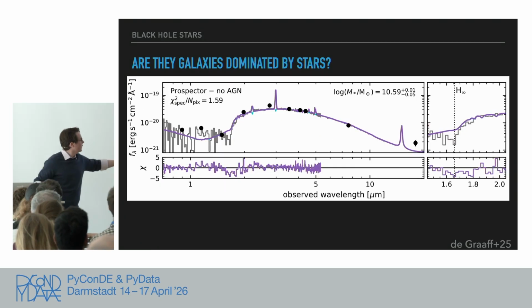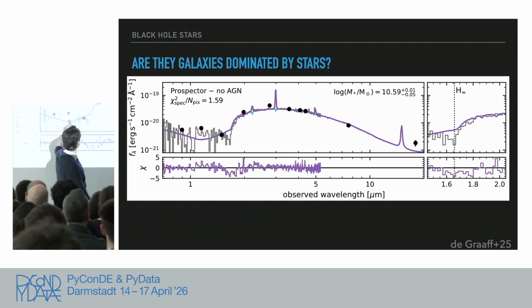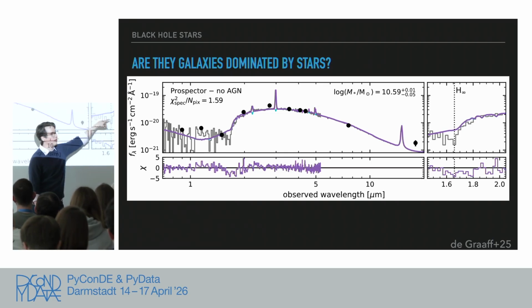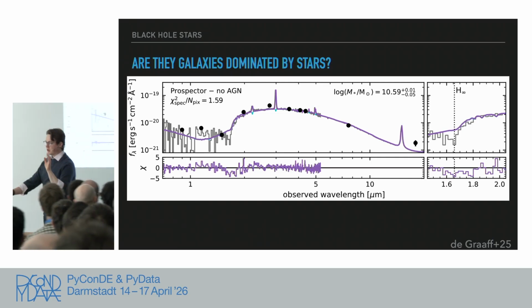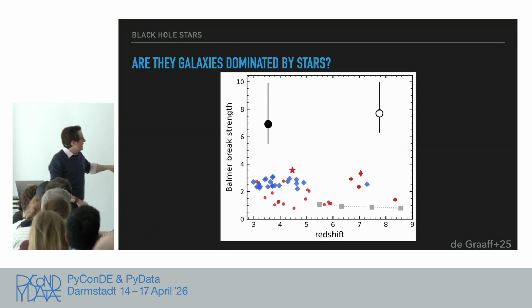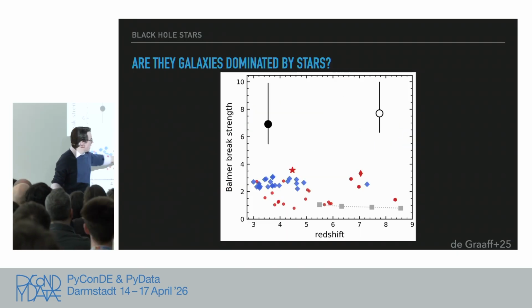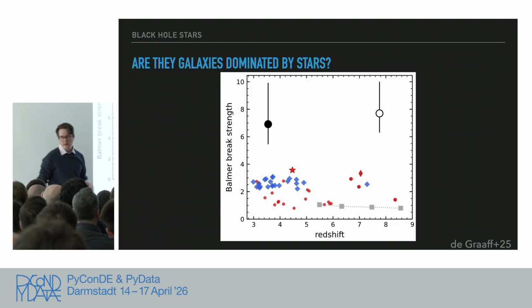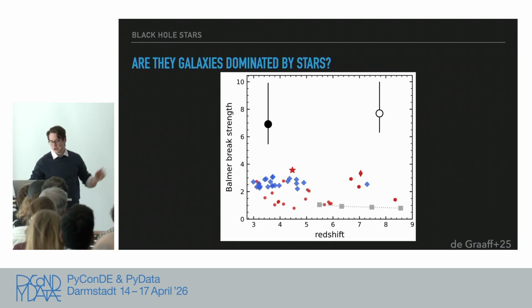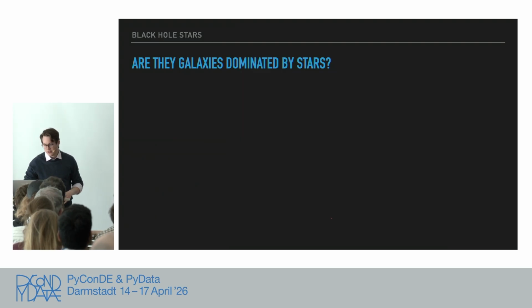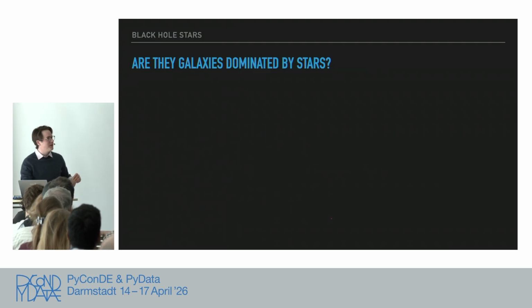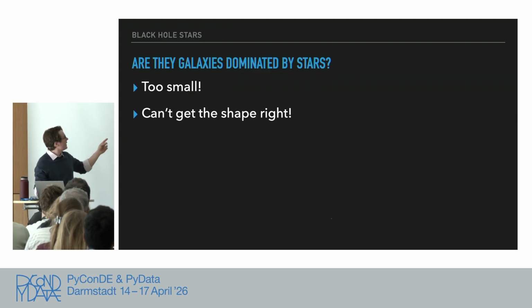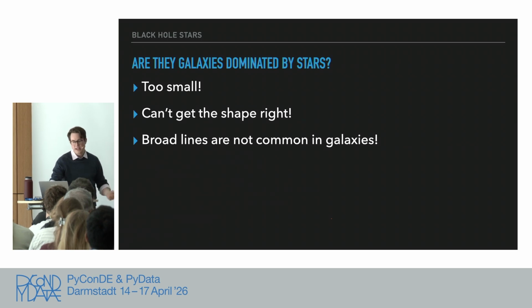Here's another example really showing the same thing. Here's the data, there's the model, and we see that really around this specific region they break. There's a lot of good reasons why that's important. These are sort of known galaxies in one measurement, basically showing the same thing again, but they of course are much more extreme. Taking my word for a lot of this, guys, I appreciate it. So are they galaxies dominated by stars? Too small, can't get the right shape, and also broad lines are not common in galaxies.